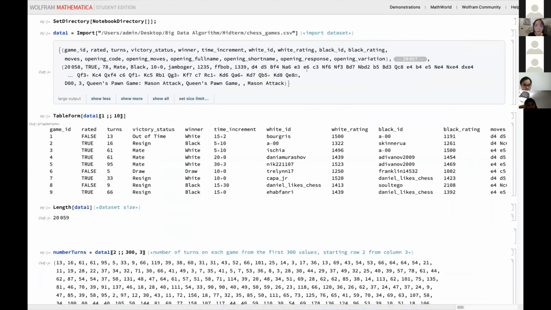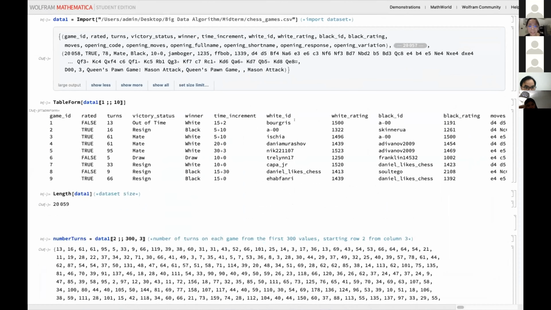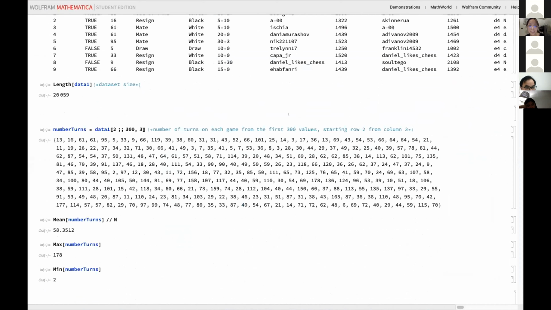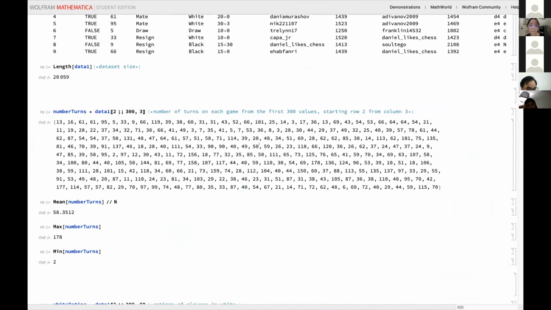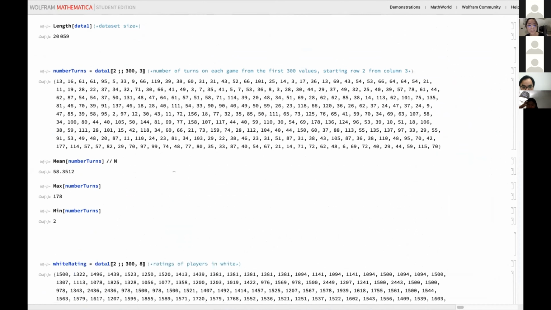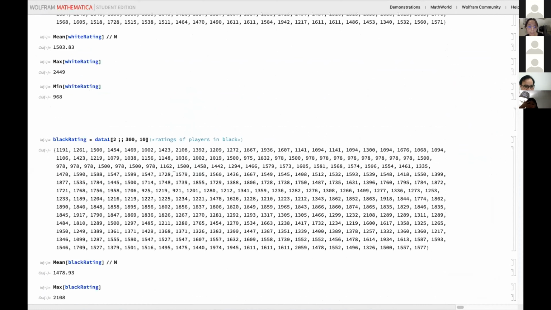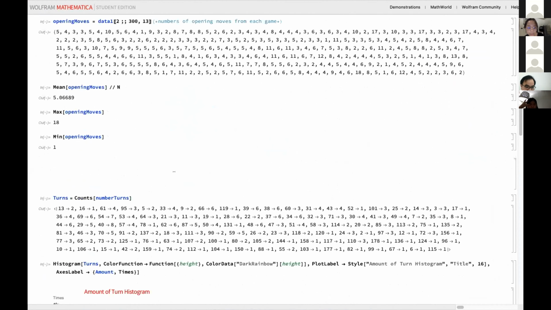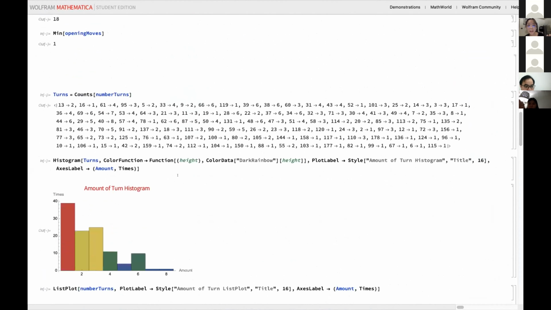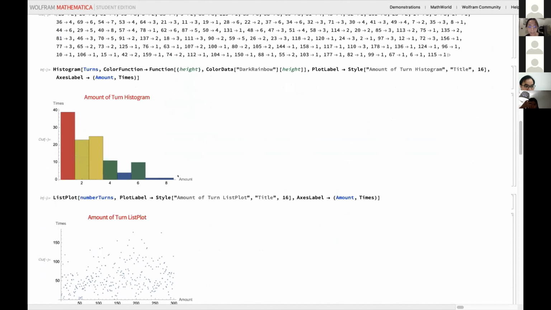Okay, so I imported the data and made it into table form, calculated the length, and did some of the first 300 values of some topics, such as the number of turns, their mean, maximum, and minimum, the white ratings, the black ratings, the opening moves, and used counts to find the times that the numbers repeat, and plotted it in a histogram, as well as a normal.